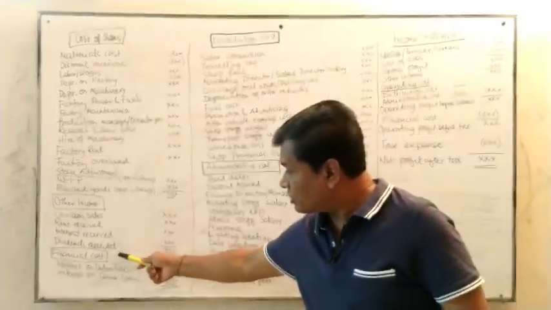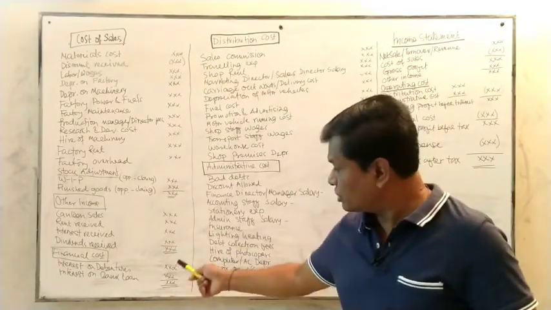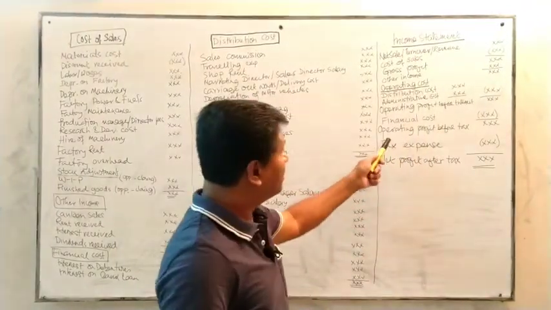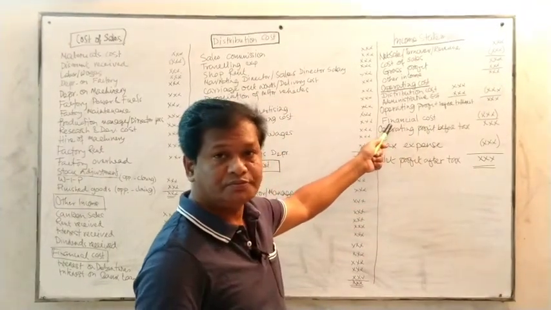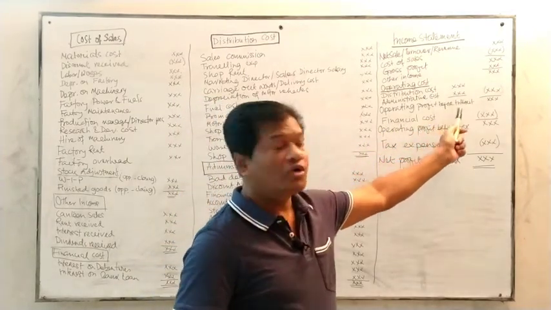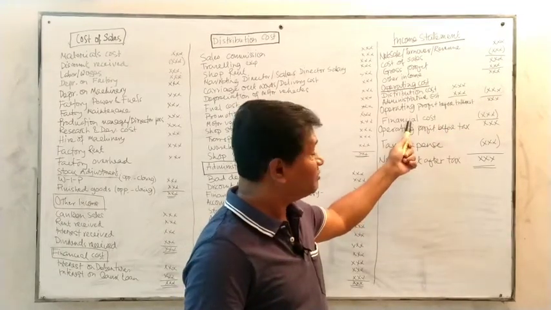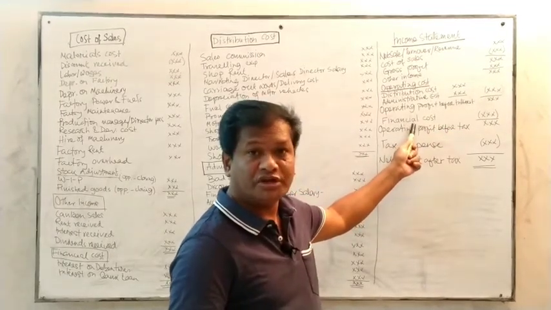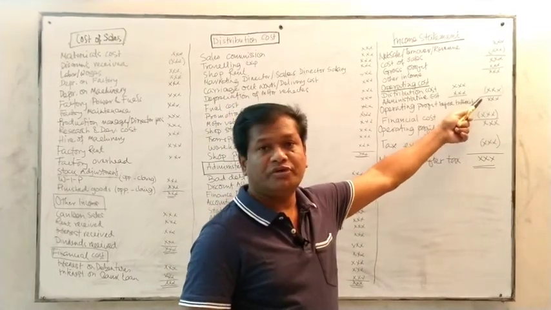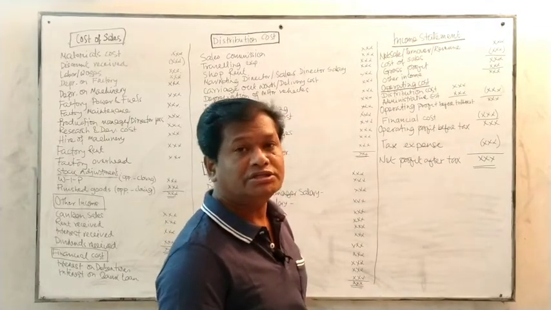The financial cost over here, interest on debenture, interest on bank loan, like this cost, the total figure you got over here, that figure is to be written as a financial cost. So this financial cost needs to be subtracted from the operating profit before interest and taxes. Financial cost means the interest. So this figure is to be subtracted from the operating profit before interest and taxes.